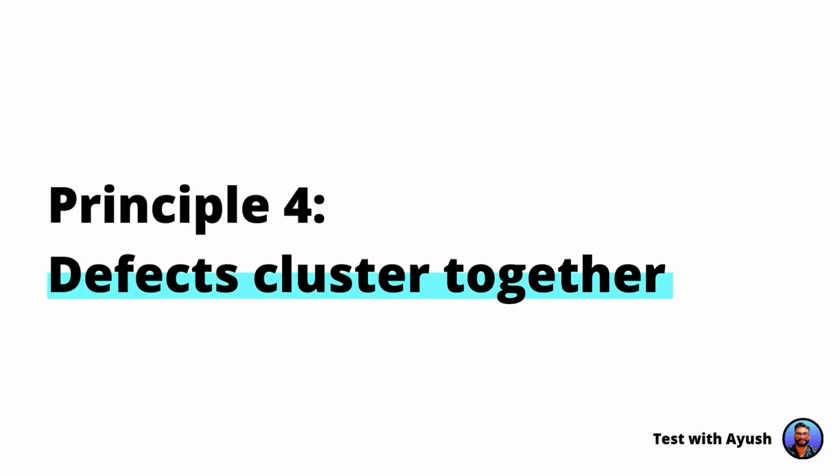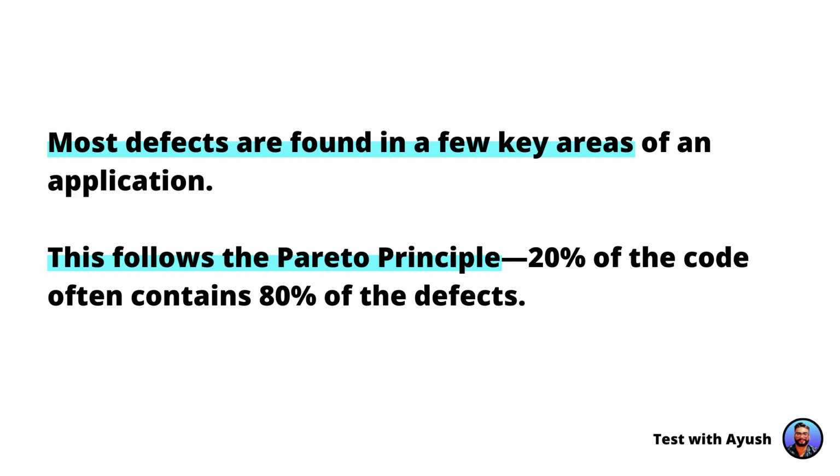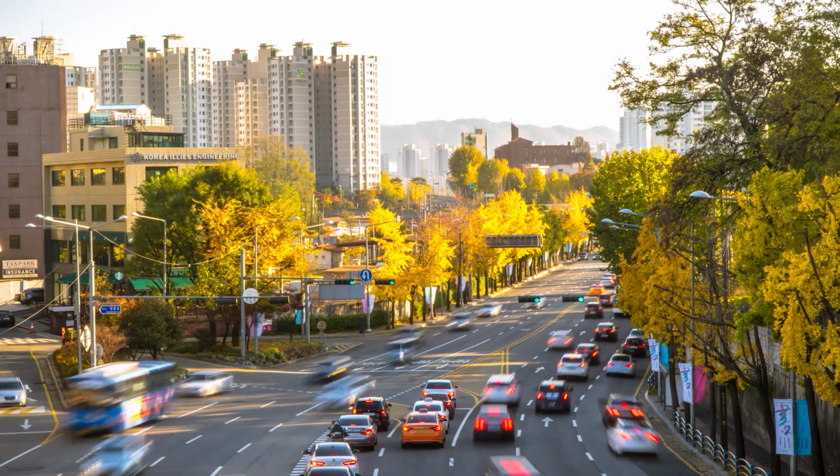Principle number 4: Defects cluster together. Most defects are found in a few key areas of the application. This follows the Pareto principle or the 80-20 rule, which states that 20% of the code often contains 80% of the defects. Think about traffic in a city.